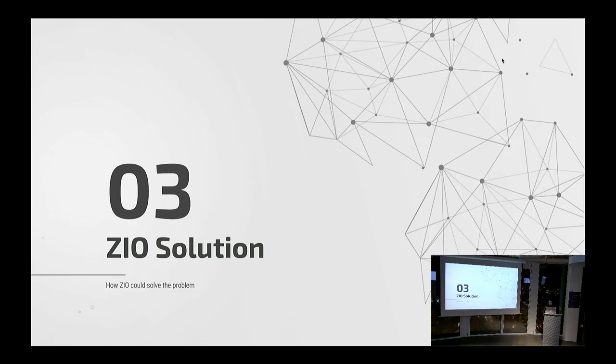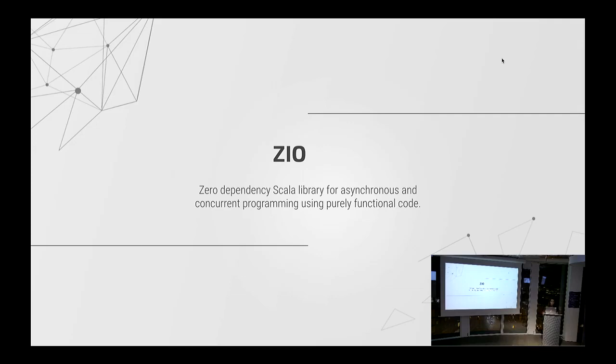Like ZIO, which I think all of you know. It's a zero dependency Scala library that helps us to build asynchronous and concurrent programs using purely functional code. It provides the functional effect that is built on ZIO and different other data types that will serve us to solve this problem. There are many more data types, but today I will cover some of them that will solve this specific problem.